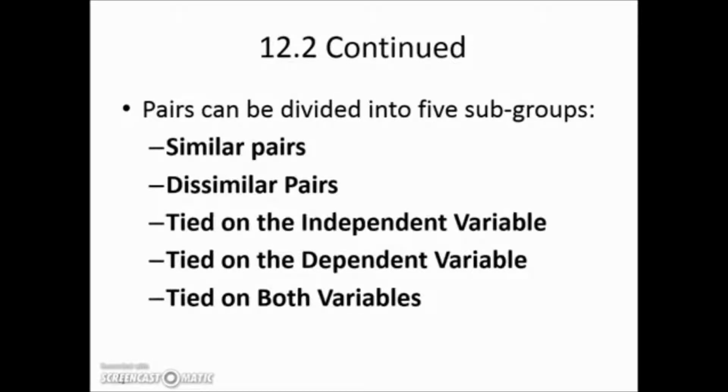Specifically, a pair is tied on the independent variable if both respondents have the same score on the independent but not the dependent variable, while a pair is tied on the dependent variable if both respondents have the same score on the dependent variable but not the independent variable. Finally, a pair is tied on both variables if both respondents have the same independent and dependent variable scores.